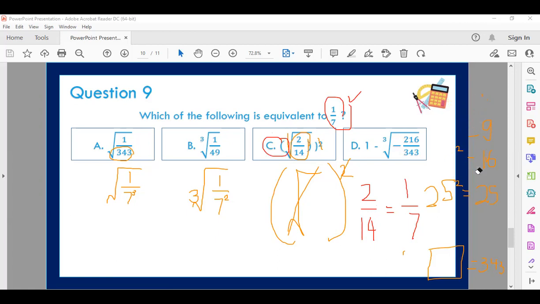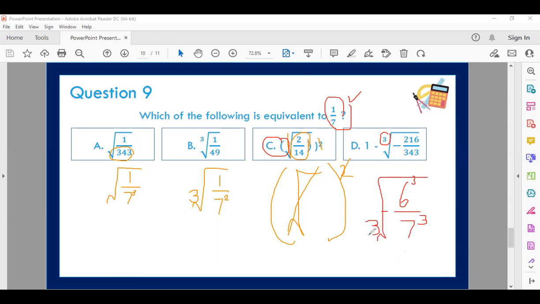Now, how about this very complicated looking question on the last? On D here, it says 1 minus something, something, something. Cube root of negative 216. Now, what is 216? It's probably 4 to the power of 3. So 4 times 4 times 4. No, that's 64. It's 6. 6 times 6 times 6. Yes, it's 216. So 6 to the power of 3 over 7 to the power of 3. That's also a negative number, and you cube it. Fine.